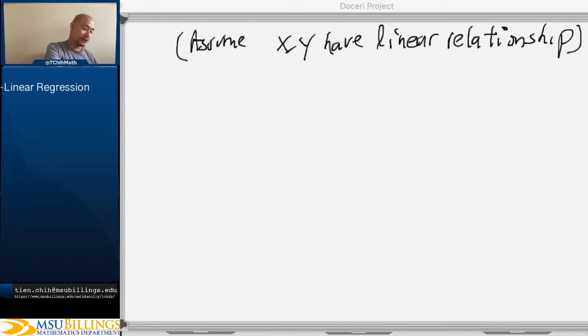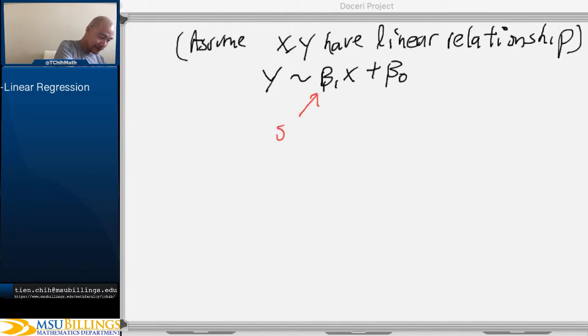And of course, if we do have a linear relationship, then linear variables are determined by a slope and a y-intercept, right? So the standard form is that y is predicted by a linear expression. So in our case here, I have that y is estimated by beta 1 x plus beta naught. So this is the slope. This is the y-intercept.